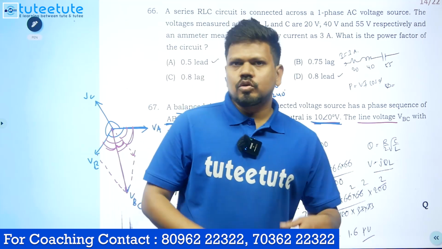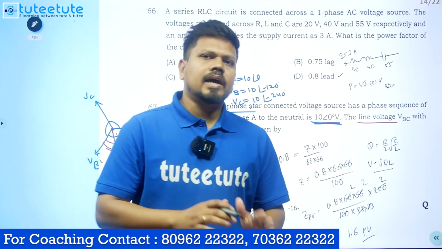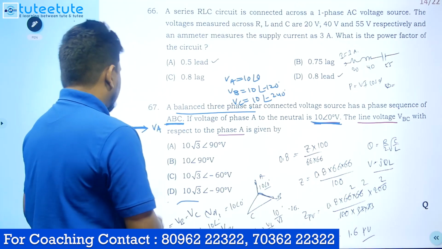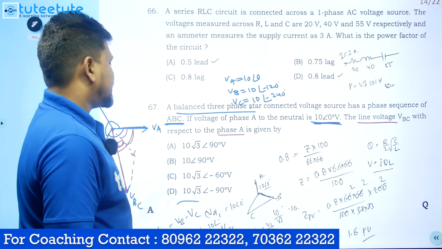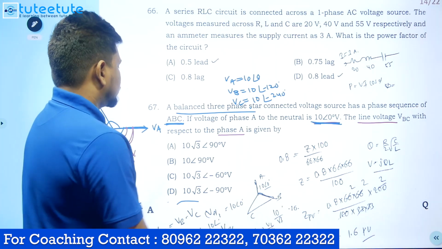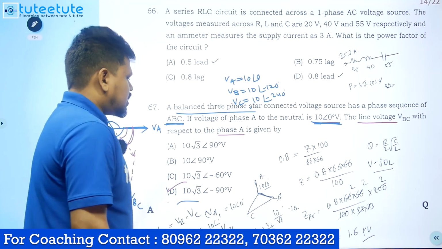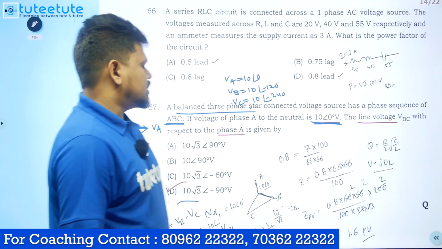Anyway, no need to consider all these things in the exam, we can directly answer that this is 90 degrees. So from here to here you get minus 90 total angle. The answer for this question is 10√3 at an angle of minus 90 degrees volts.